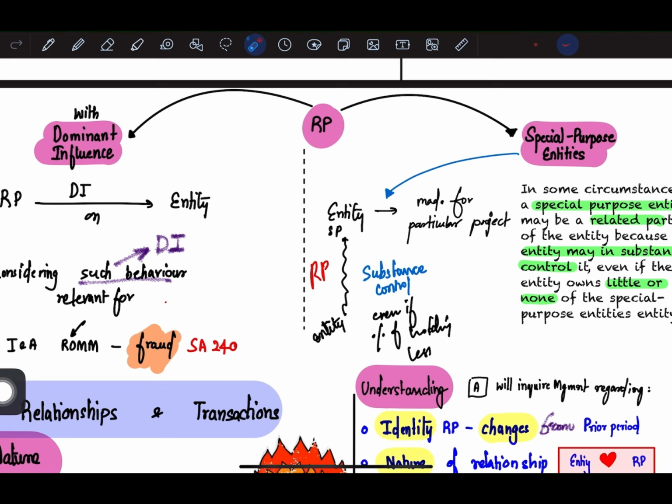Now, let us understand the meaning of related party with dominant influence. So what is the meaning of dominant influence? If the related party has a dominant influence on the entity, considering such dominant influence, considering such behavior is relevant for identifying and assessing risk of material misstatement, especially due to fraud. So the dominant influence part is very, very important. The auditor has to identify and assess risk of material misstatement due to fraud. For that, he has to consider this dominant influence.